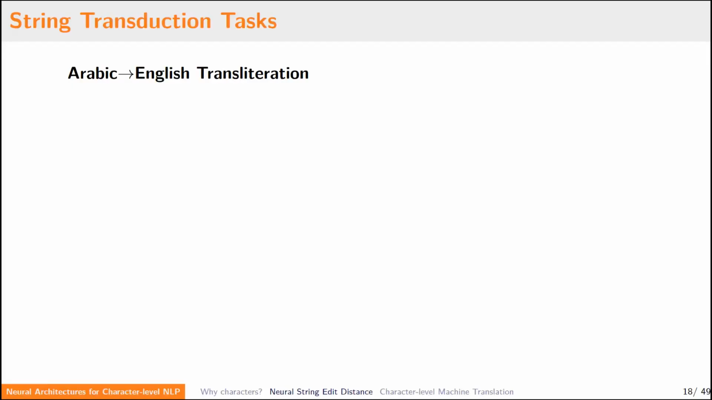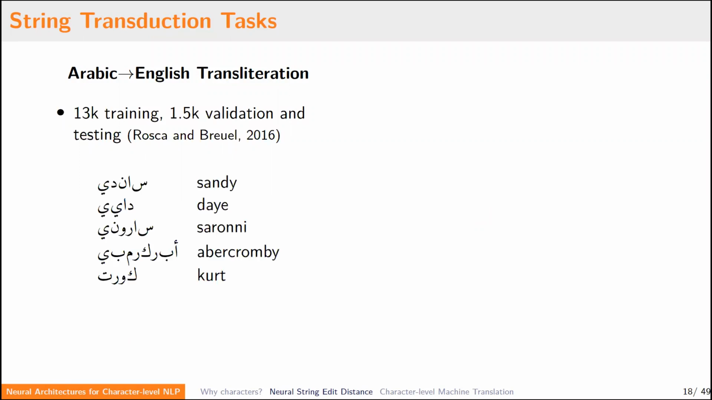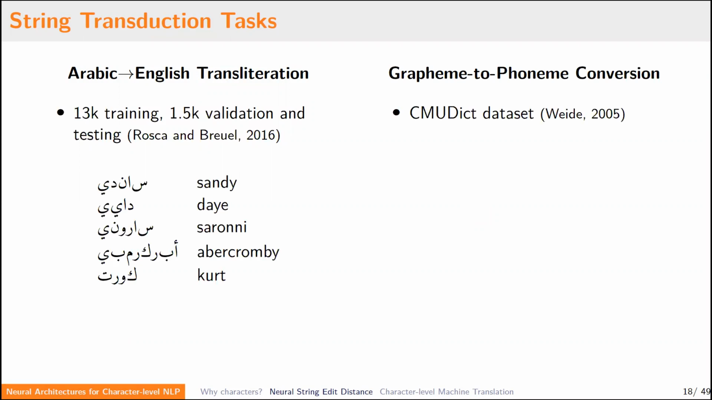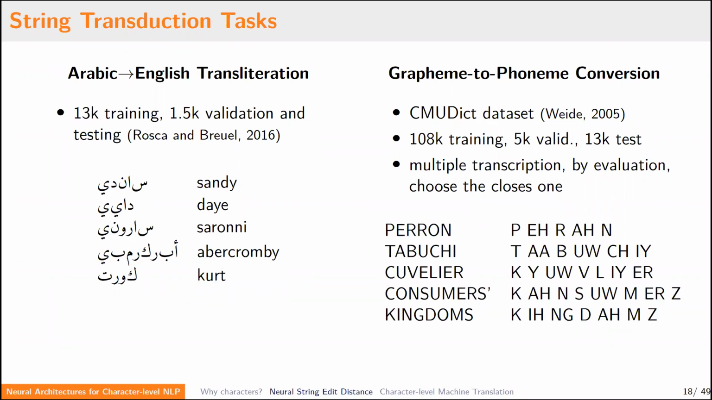The other task was string transduction. We tested it on Arabic to English transliteration with 13K training examples and grapheme to phoneme conversion on an old and standard CMU dict data set, which is approximately 10 times larger than the Arabic to English transliteration. And the evaluation here was a little bit tricky because there are multiple possible phoneme sequences for the strings.